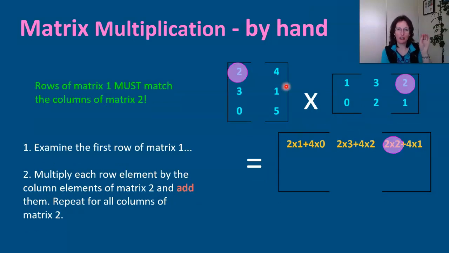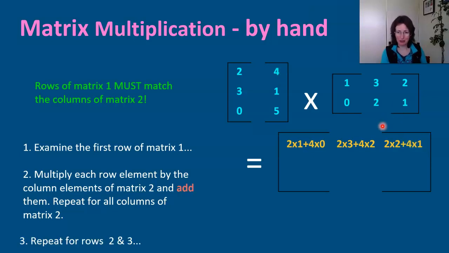We are going across the row. So this 2 multiplied by the 2 over here in the third column, add the 4 multiplied by the 1. So we've gone across the row, down the column, and multiplied them, but we're going to add them together. And now we're going to repeat that for rows 2 and 3.